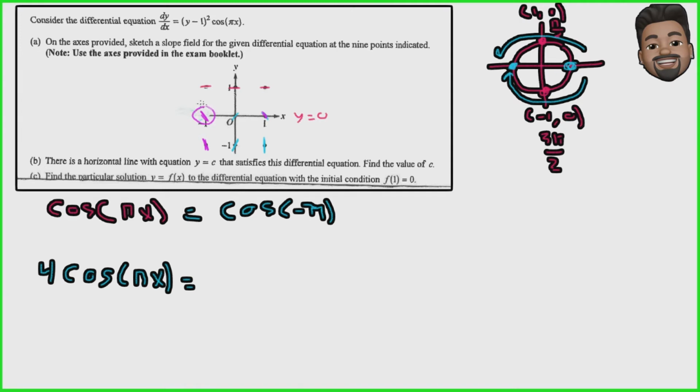So if you notice, these points right here are identical to each other, and then these two obviously are identical, but this one was a lot steeper than this one, and then there are slopes of 0. So hopefully that makes sense. All right, let's go to part B.